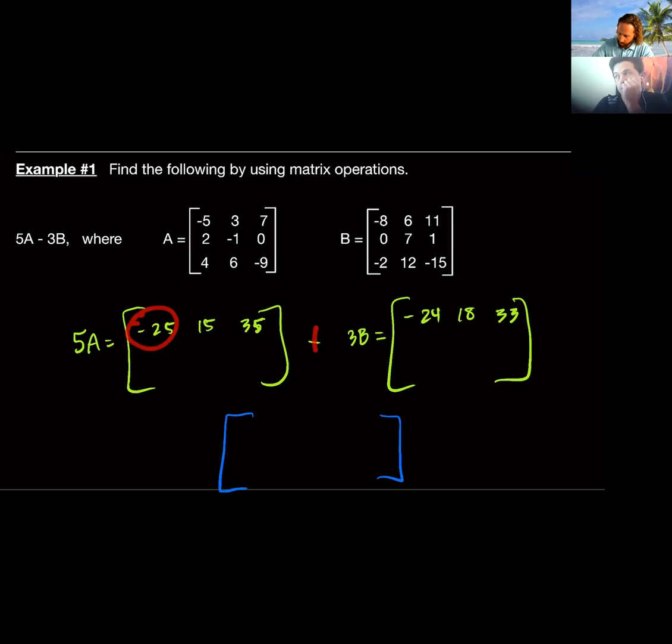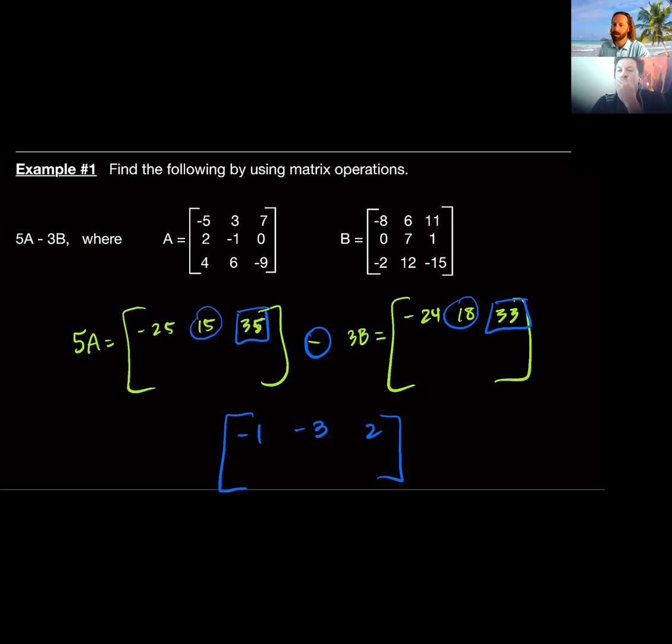So again, I don't want to go through the whole thing, but I want to make sure you didn't make any simple mistakes. What would the next one be? -3. Good. The 15 minus the 18. And then 35 minus 33. +2. Rinse and repeat. Do the same thing for row 2 in each and row 3 in each.